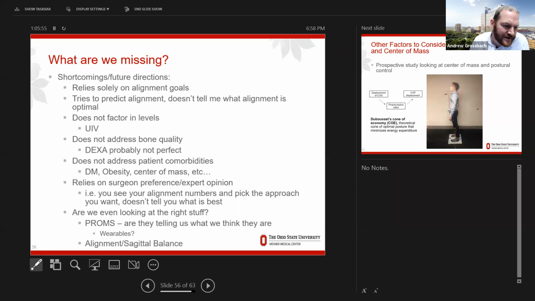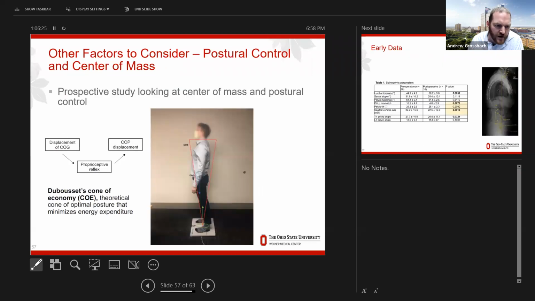And then, as I mentioned with center of mass, alignment and sagittal balance, we're dropping plumb lines on standing films. But if I drop a C7 plumb line in a person with a giant belly versus a BMI of 18, those are different forces on those proximal levels. So it probably doesn't matter as much where the plumb line is as where those force vectors are, where that center of mass is. So I'll finish with some of the stuff we're looking at.